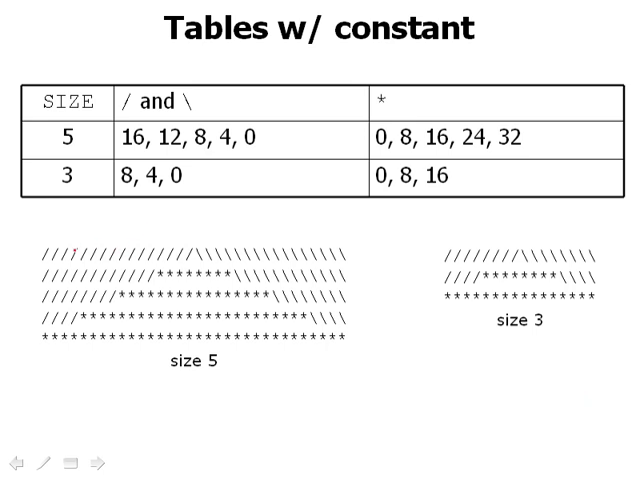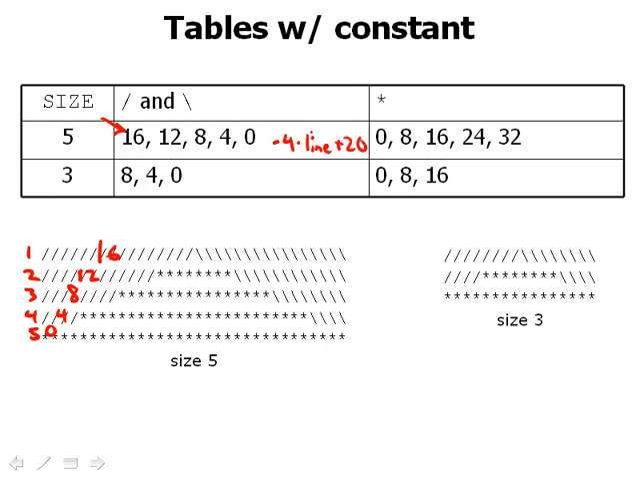Let's talk about these slashes for a second. So on the 5 lines of the size 5 figure, we computed that the number of slashes here that went down from 16 to 0 using these numbers, we computed that that expression was -4 times the line plus 20.